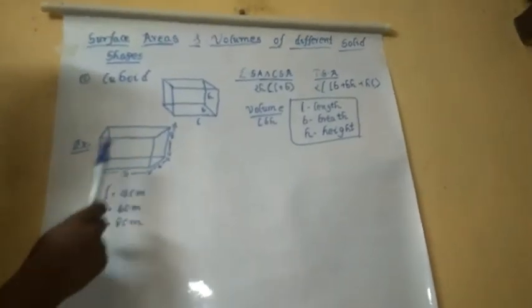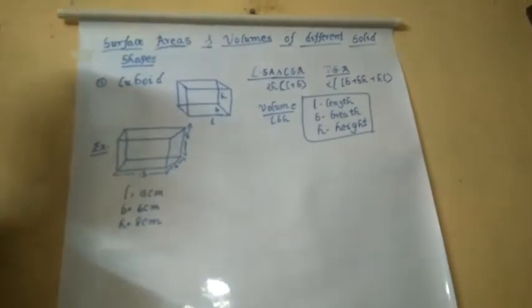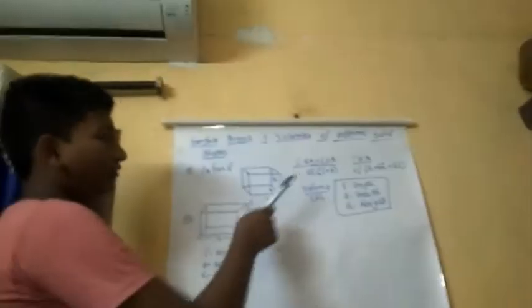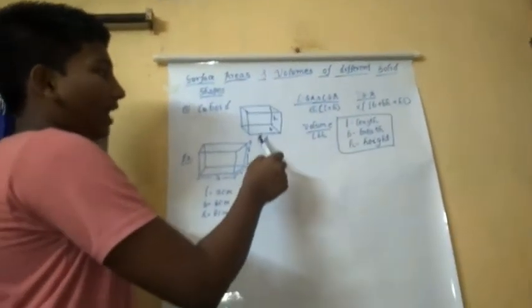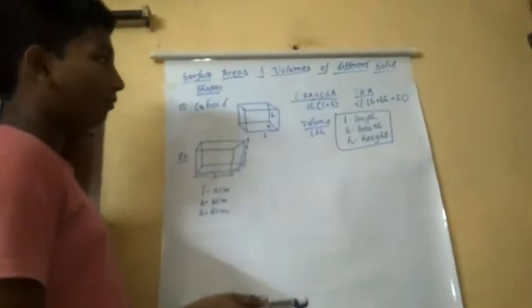In this video I'll explain the surface area and volume of different solid shapes. The first solid shape is the cuboid. You know what a cuboid is? A cuboid consists of three dimensions: length, breadth and height, LBH. So let's see the formulas.